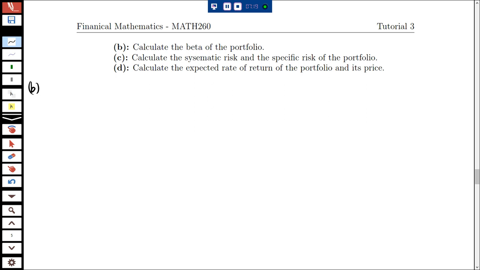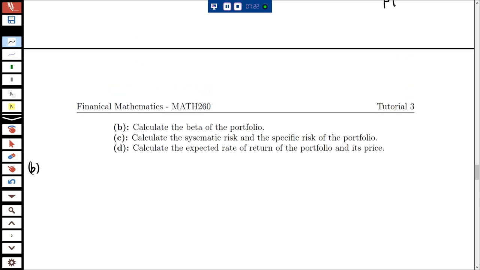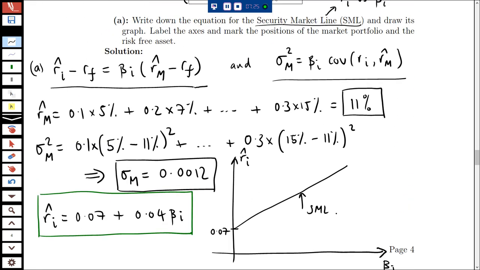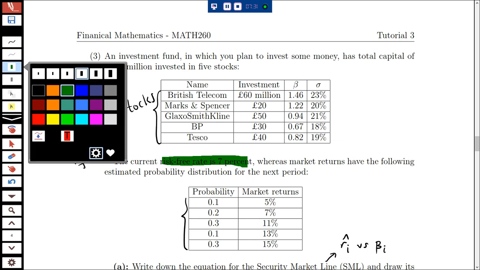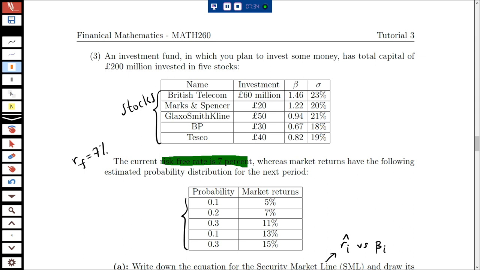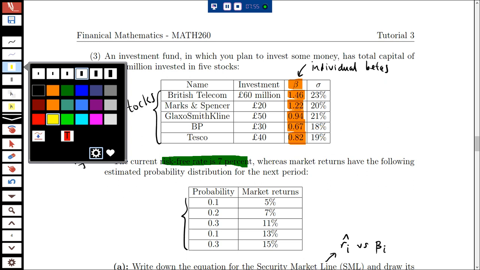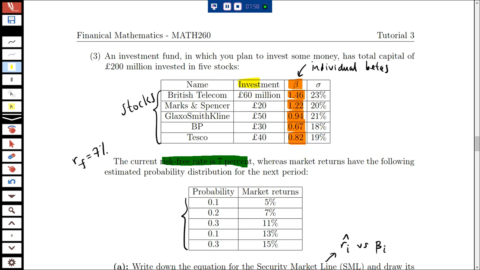So the beta on this portfolio, well, if we take a look at the information that we have on betas, what do we have? We see here we got some beta values for each of the stocks, the individual betas, and we've actually got the weightings here. So we got 200 invested. So these are the weights.